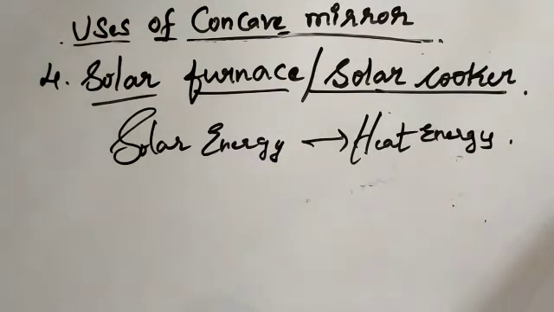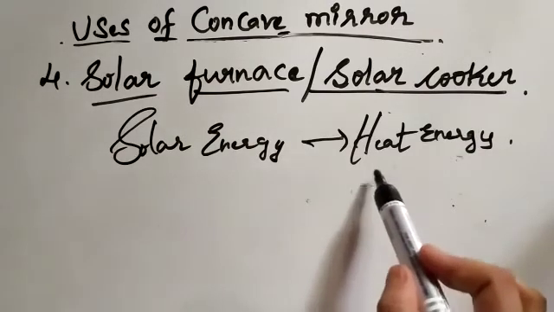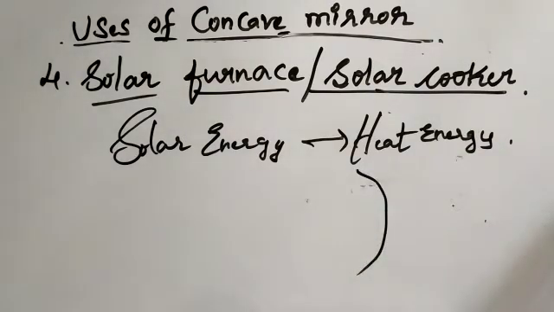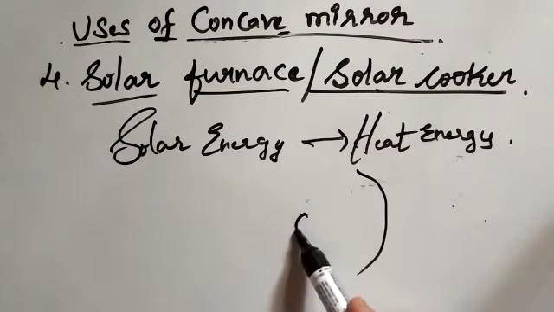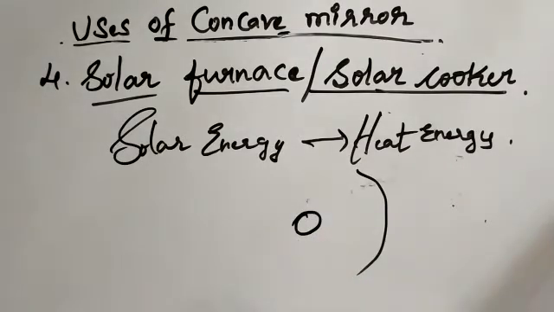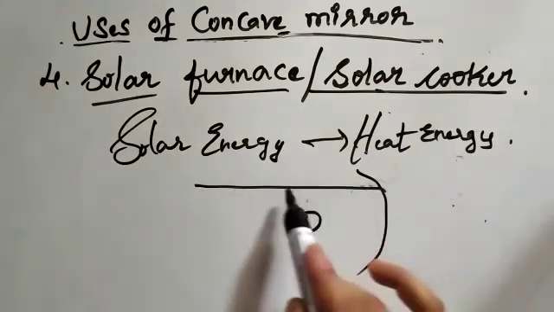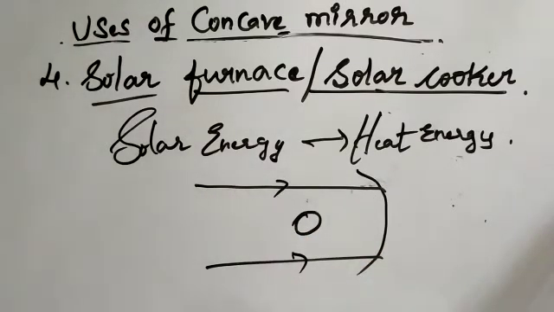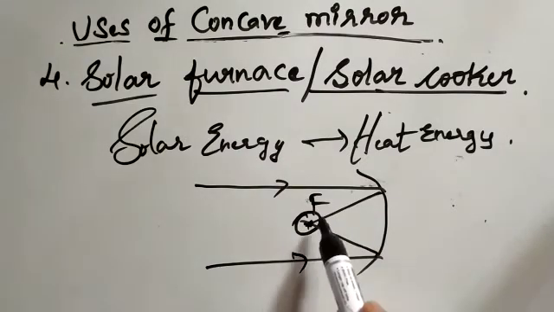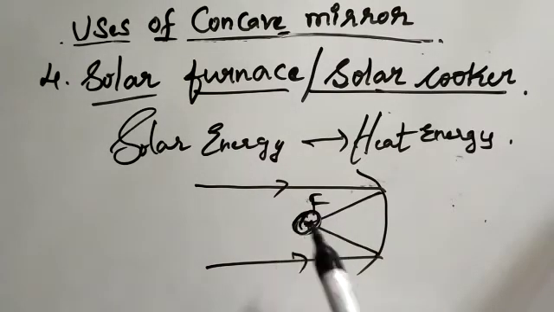How is it done? It is of the same concept. A big concave mirror is used, and a heat generator is placed here. I'll draw it like this so that you understand. When sun rays from infinite distance are incident, after reflection they pass through the principal focus here, so this device will get heated up.